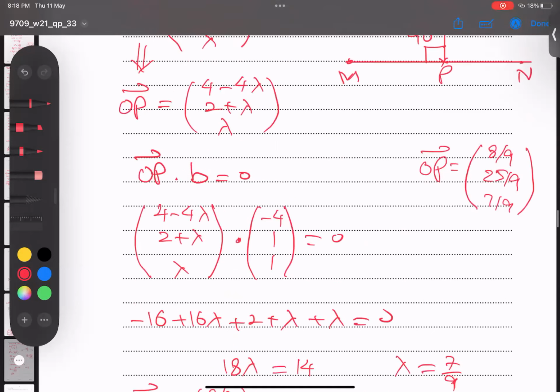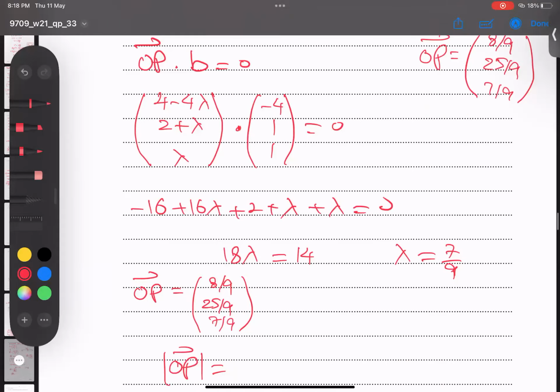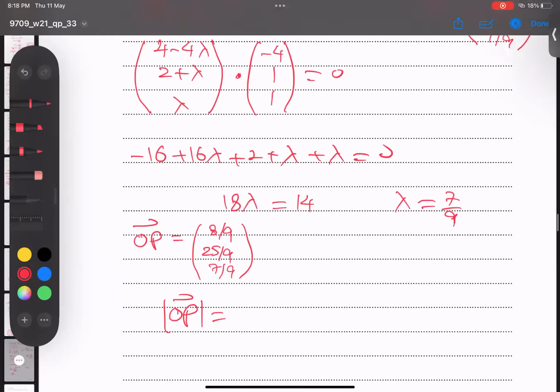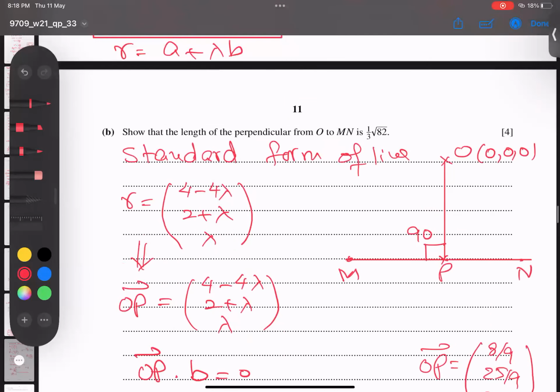Wait a minute, let me check again. Root of 8 divided by 9 squared plus 25 divided by 9 squared plus 7 divided by 9 squared. And we got the right answer, exactly. I just showed the working. And actually, distance means this is 0.